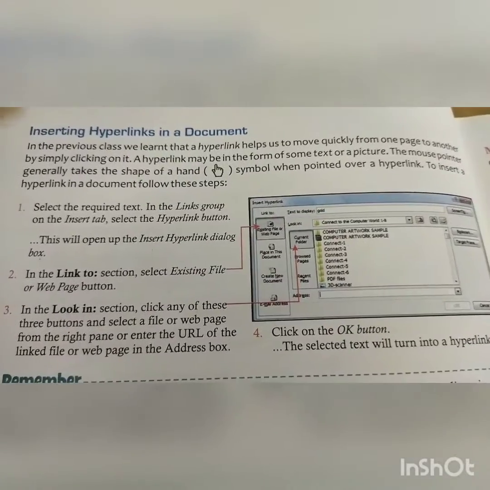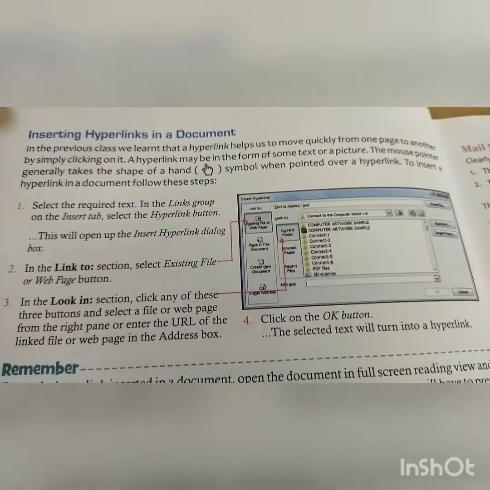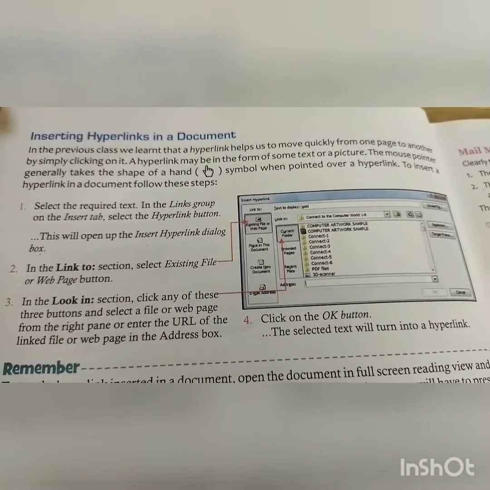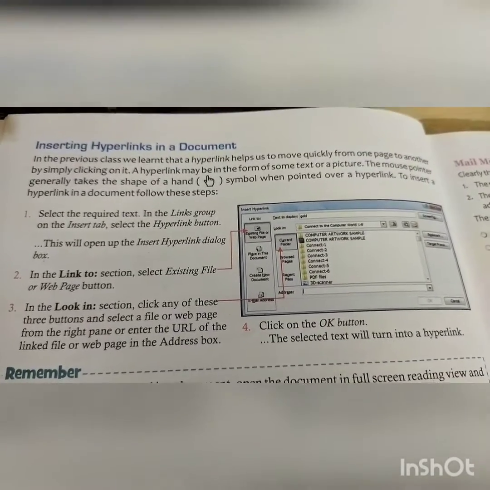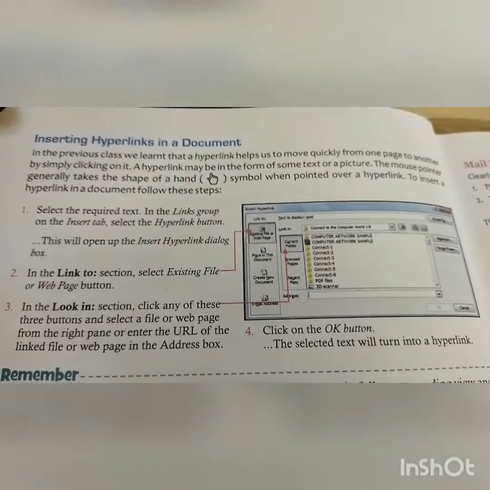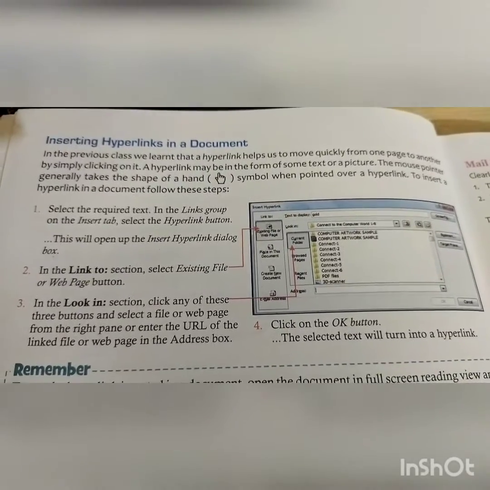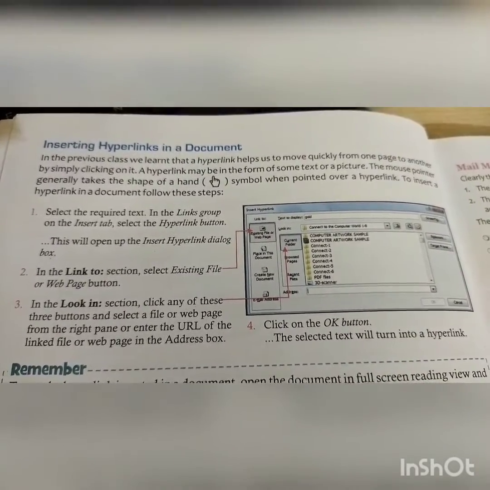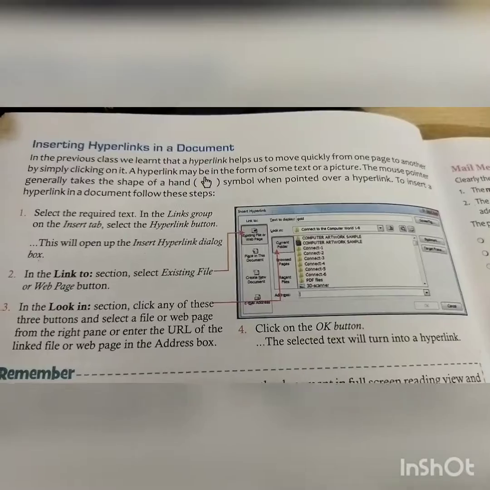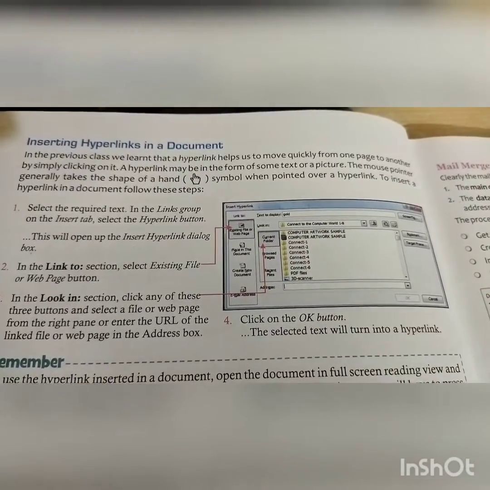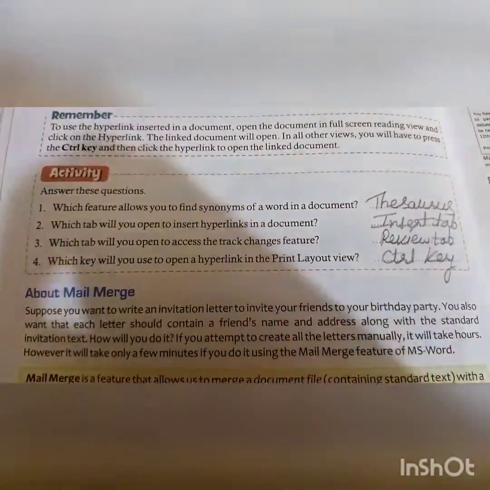So students, select the required text. In the links group on the insert tab, select the hyperlink button. After that, the insert hyperlink dialog box will open up. Then in the link to section, select the existing file or web page button. After that, in the look in section, click any of these three buttons and select a file or a web page from the right pane, or enter the URL of the linked file or web page in the address box. Last, click on the OK button. The selected text will turn into a hyperlink.